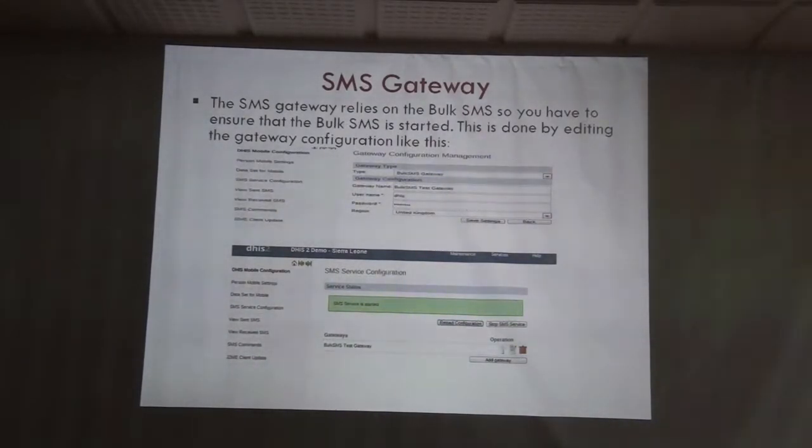Now, the SMS will rely on bulk SMS, so you have to ensure that the bulk SMS is started. And this is done by editing the gateway configuration like this on the screen here. The SMS gateway has to be started. And to start the SMS gateway, you edit the configuration in the same location as the mobile configuration.